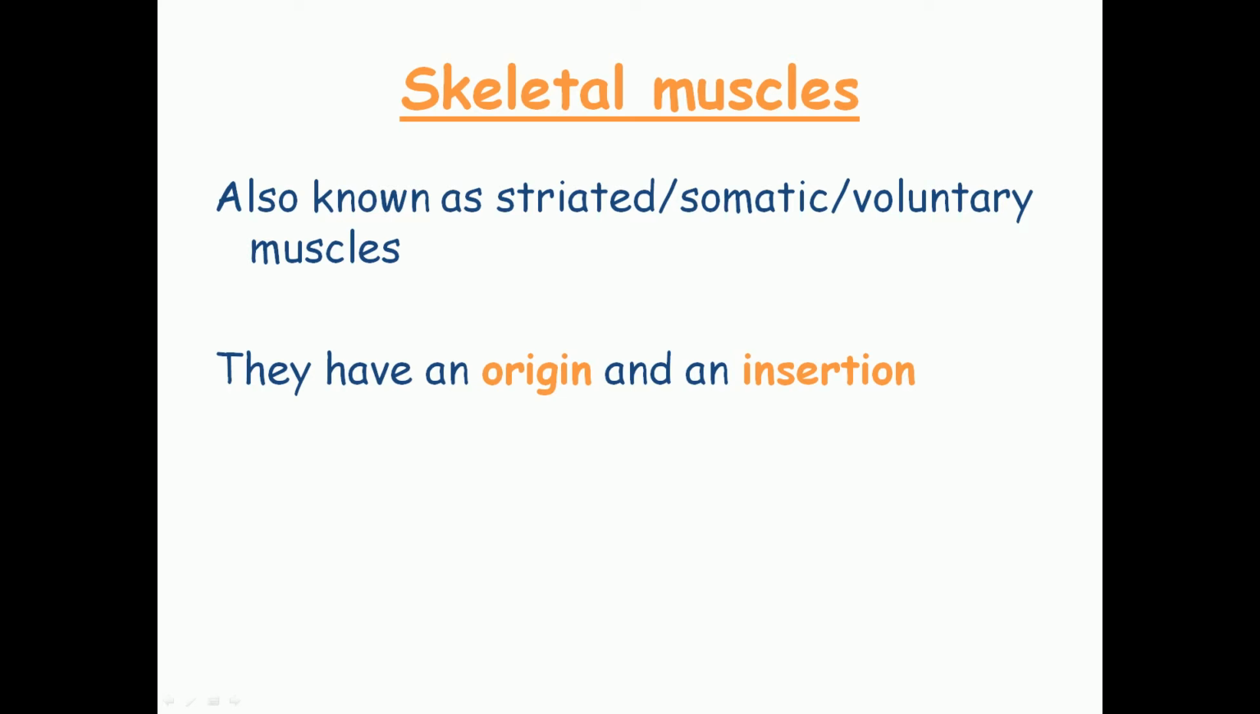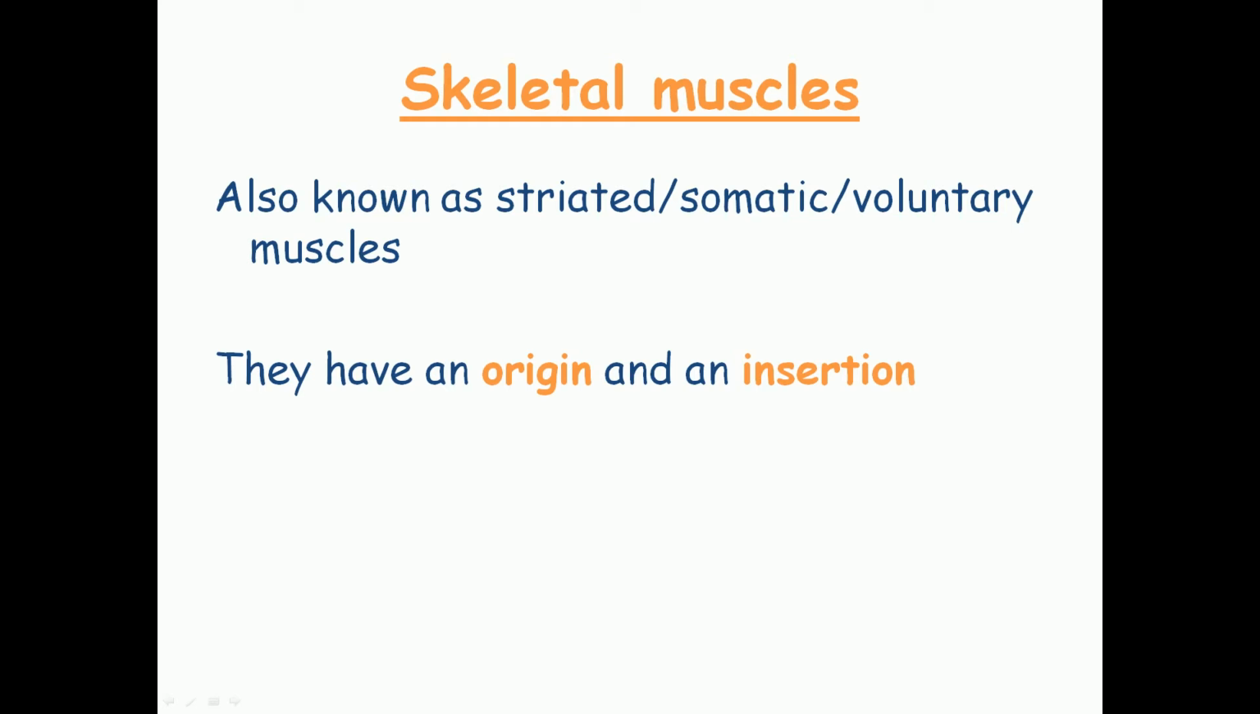First, let's see about the skeletal muscles. The skeletal muscles are also known as striated or somatic or voluntary muscles. They're called striated muscles because they have striations or stripes. They're known as somatic muscles because they are present in the body. Soma means body, so they are somatic muscles. They are voluntary muscles because they are under the voluntary control of humans, so they do not function on their own. We are going to control them, so they are voluntary muscles.